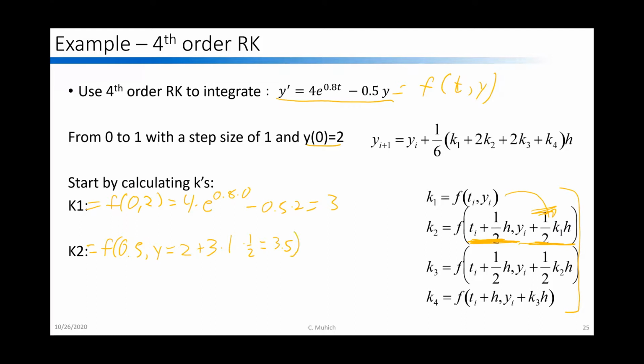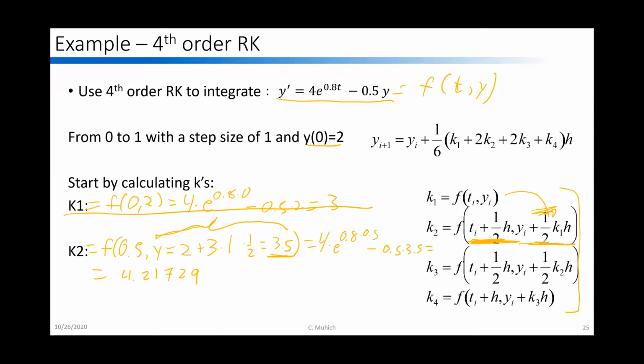Okay, so I need to use Euler's method to get this value, and I can find it equal to 3.5. Then I can plug these two points into the equation. So we get 4 times e to the 0.8 times 0.5, minus 0.5 times y, which was 3.5. And all of this equals 4.21729.